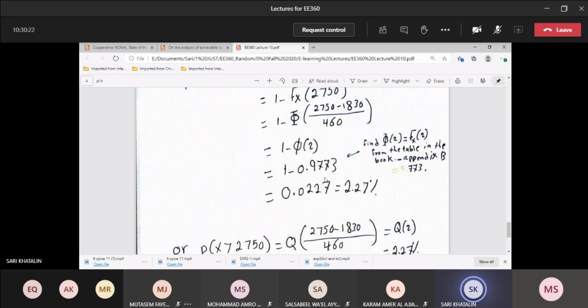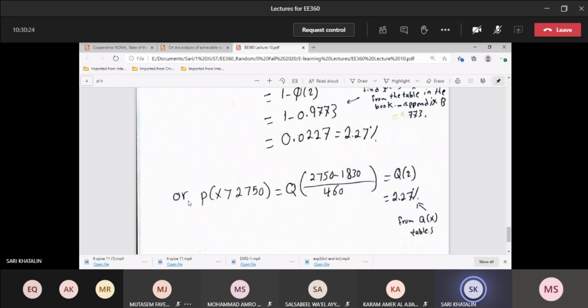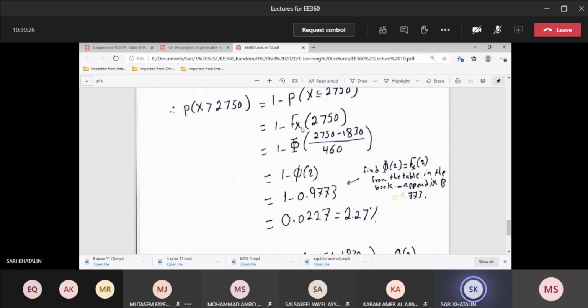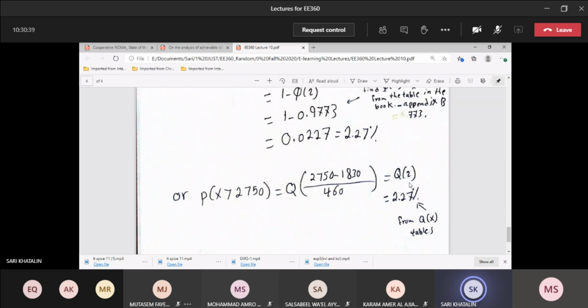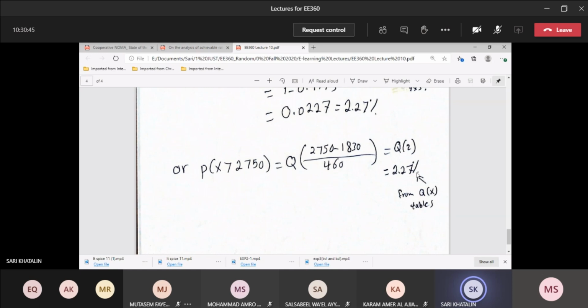Now you can do it right away with the Q function. Instead of going through all this, all you have to do is plug in: the probability of x larger than 2,750 will be Q of 2. You'll end up with the same result, Q of 2. This one is 1 minus phi of 2. Now this is Q of 2, and again, if you go to the tables, it's going to be the same result, 2.27% or 0.0227.